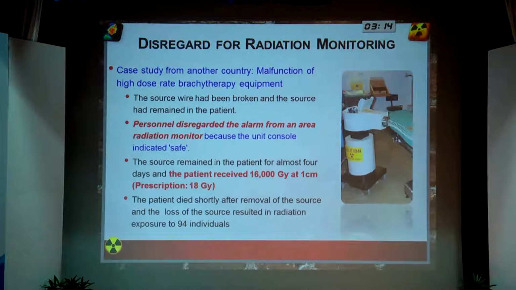So it's always good to have an independent device to verify this. But they didn't listen, and the patient received 16,000 gray, which is a unit of radiation, as against the prescription, which was supposed to be only 18 gray, so almost 1,000 times. Unfortunately, the patient died. And not only that, because the source went along with the patient to the nursing home for 4 days, it was around till they found out, and they realized that almost 94 personnel were overexposed.